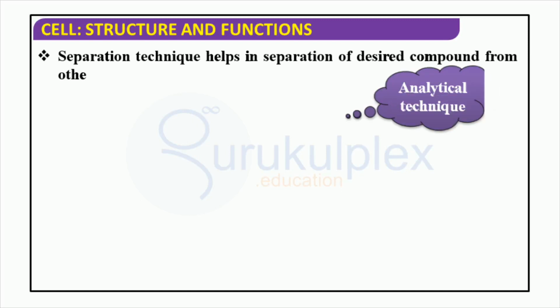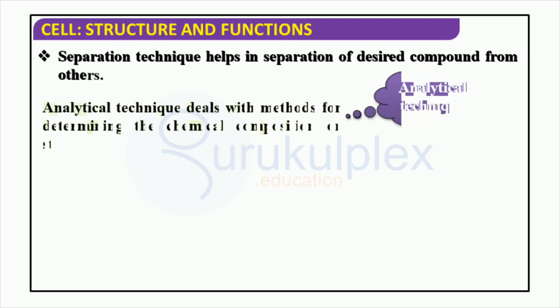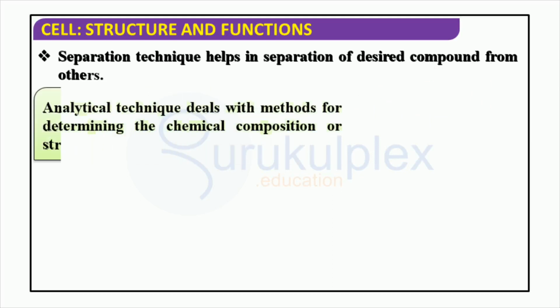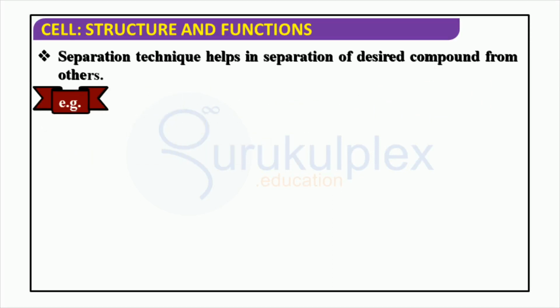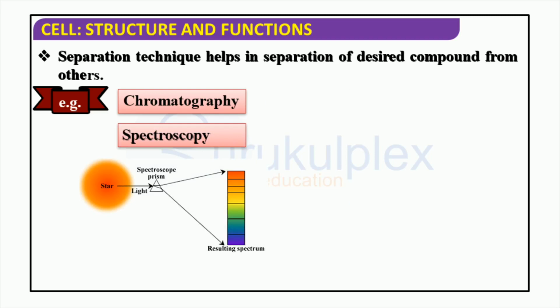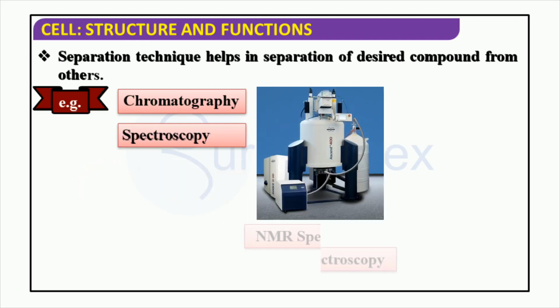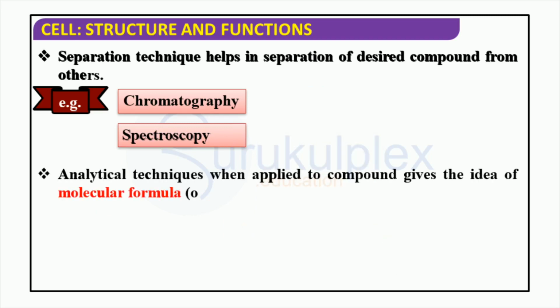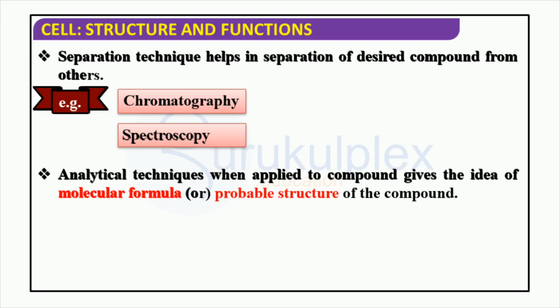Biomolecules are essential components of living organisms, and to be able to comprehend them properly, we must employ separation and analytical methods. These methods allow us to differentiate the desired compounds from the rest, as well as to find out the chemical composition or structure of samples. Spectroscopy, chromatography, and NMR spectroscopy are some of the representative analytical procedures. By utilizing these techniques on a compound, one can figure out its molecular formula or potential structure.